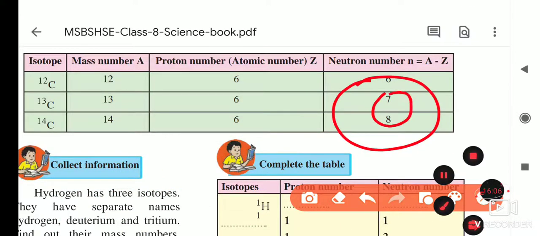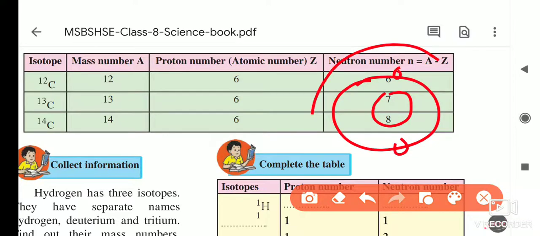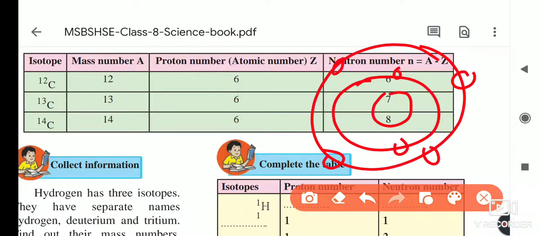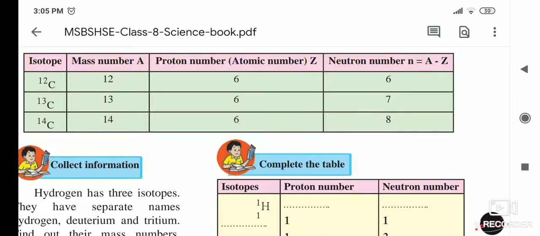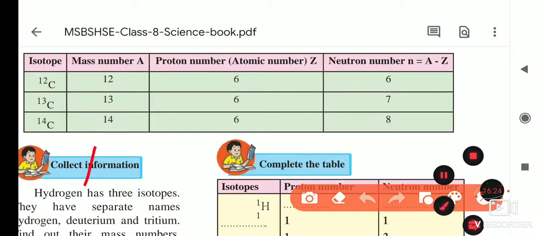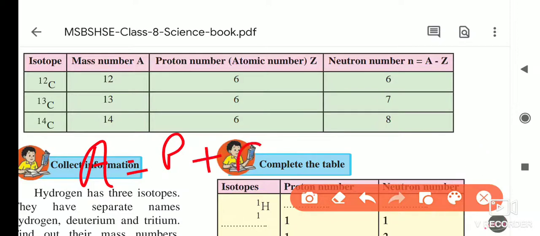It has 6 electrons, 1, 2, 3, 4 and these 2. So how many protons does it have? 6 protons, and the neutrons are different. Atomic mass means, as I told you, atomic mass A is equal to protons plus neutrons.